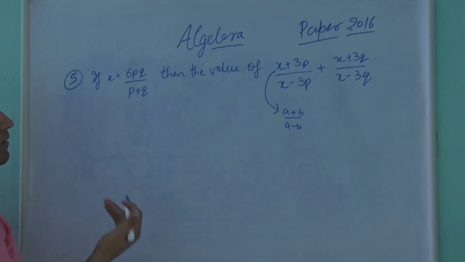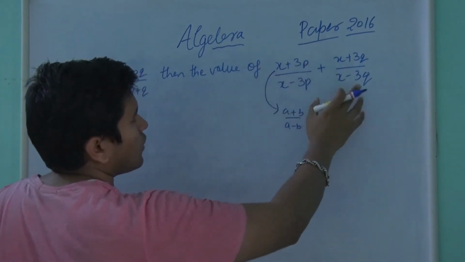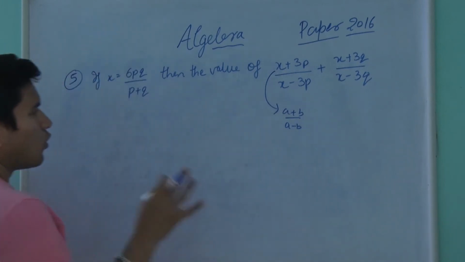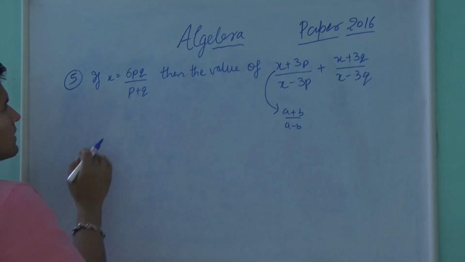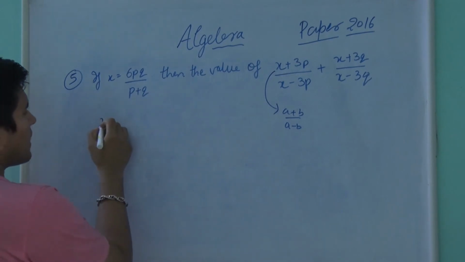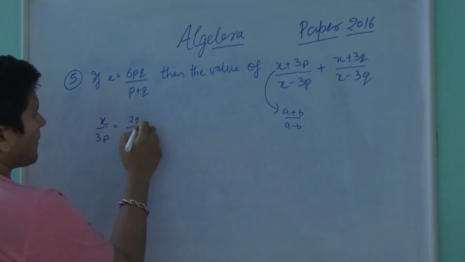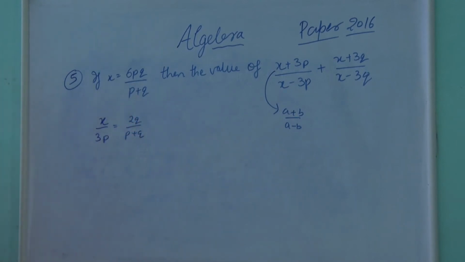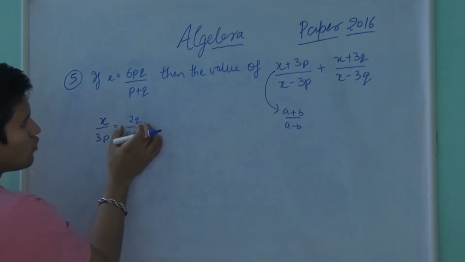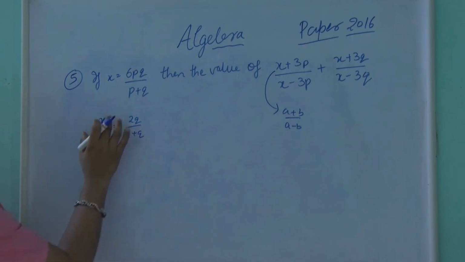The longer way of doing this question is to put the value of x in this place, and you will get a long answer. But if we want to do it in a simple way, then you have to go by this method. We are given x is equal to 6pq upon p plus q. Then you can write it as x upon 3p equals 2q upon p plus q. This 6pq, we have just broken it as 3p here and 2q here. If you multiply both, then you will get 6pq. Now you can apply componendo and dividendo here.